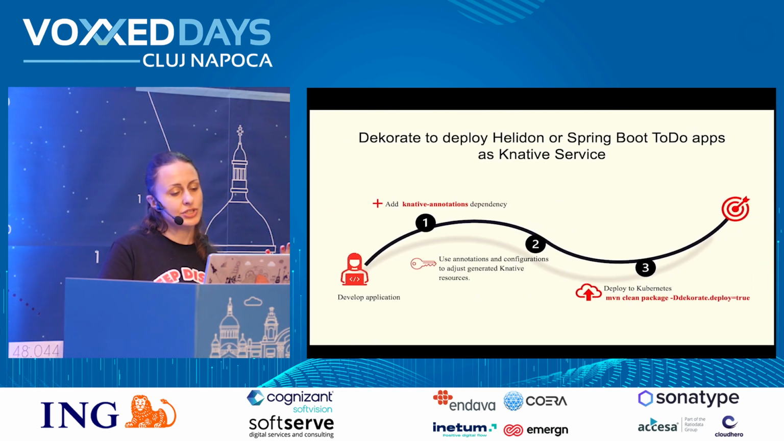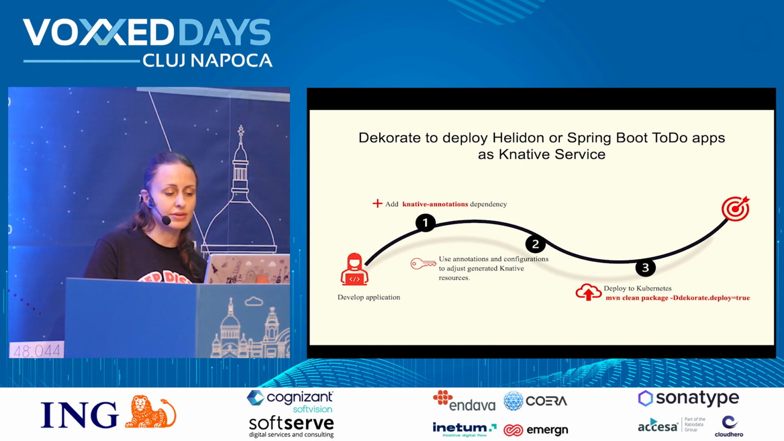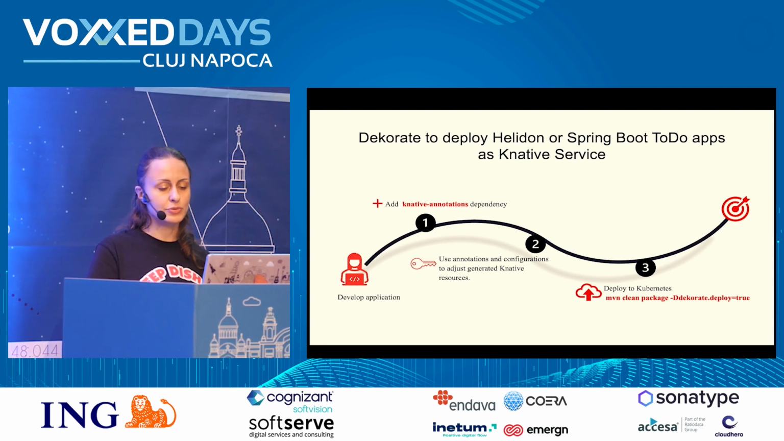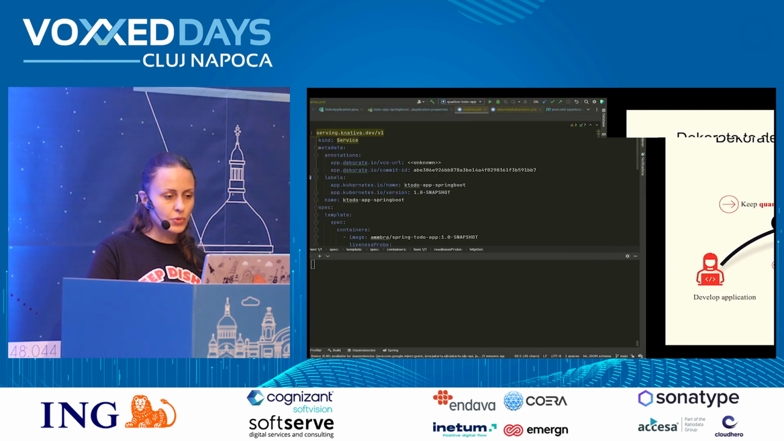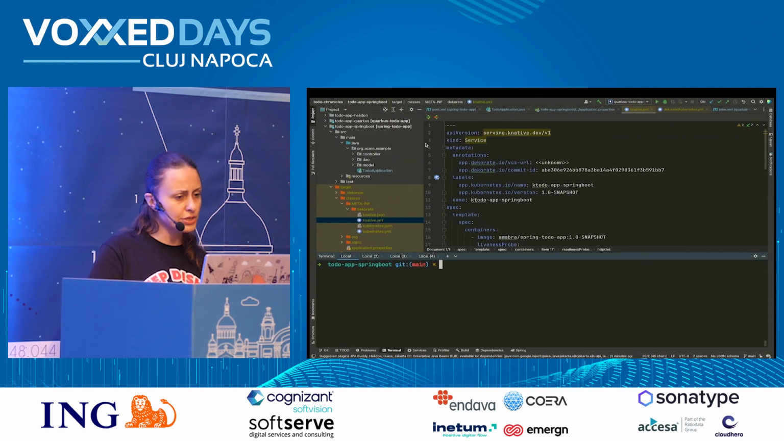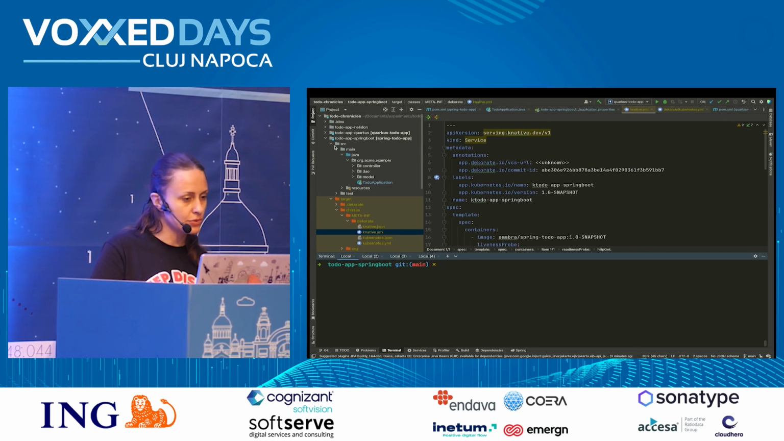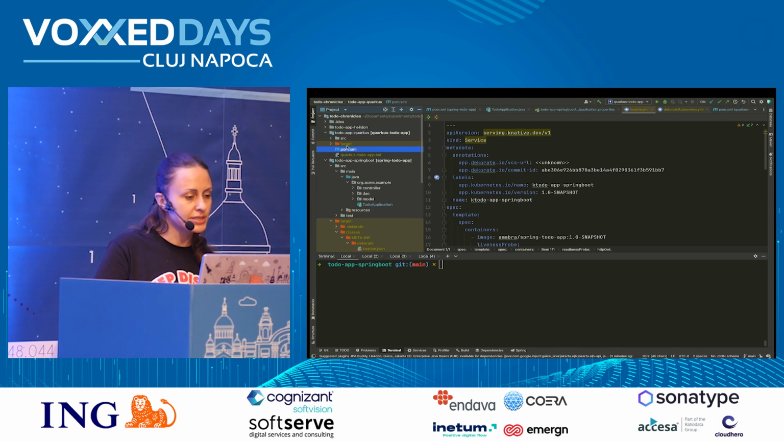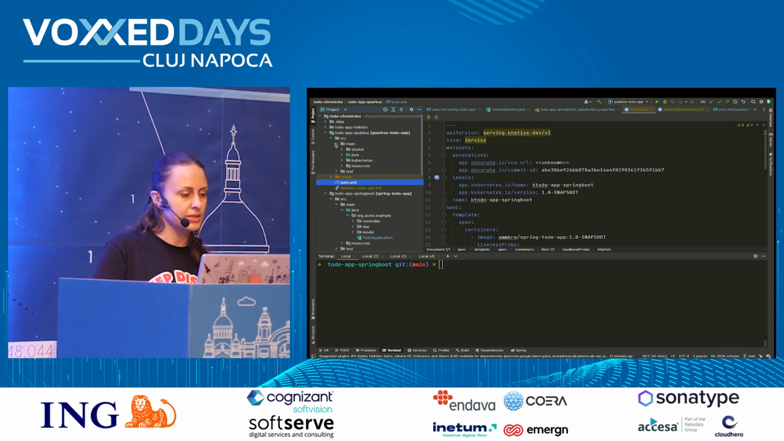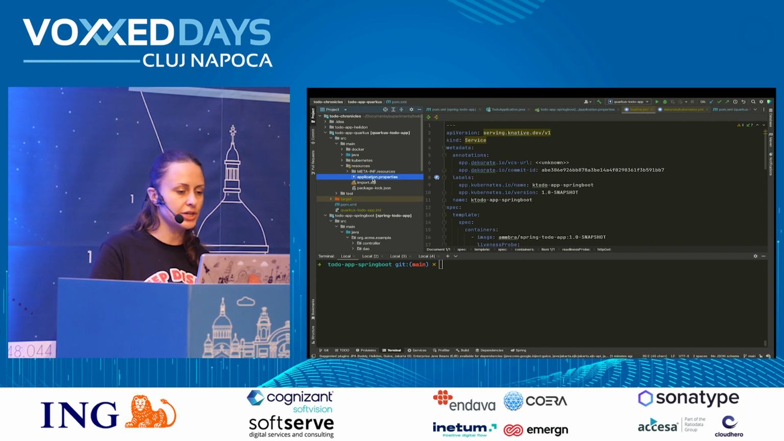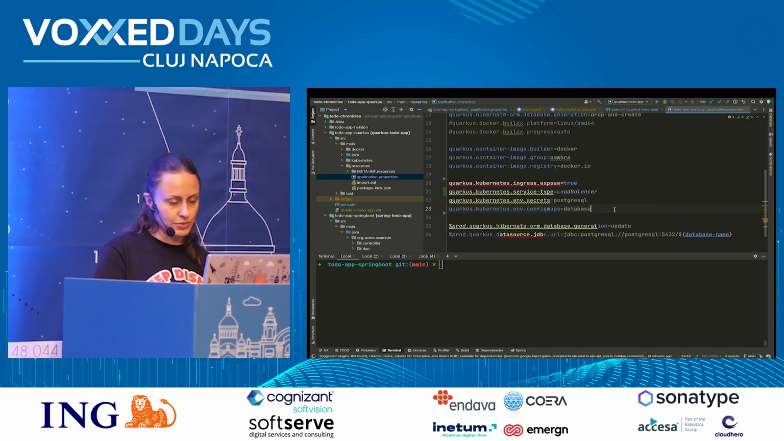So just the Knative annotations dependency, use annotations and configurations to adjust your generated Knative resources and deploy it with either dekorate.deploy or using the kubectl or kn CLI. Now in case of Quarkus, if we are to look at it, we don't need to change much. So let me go to the Quarkus app. Quarkus doesn't need for you to add another dependency or something else. It just needs to change the target.